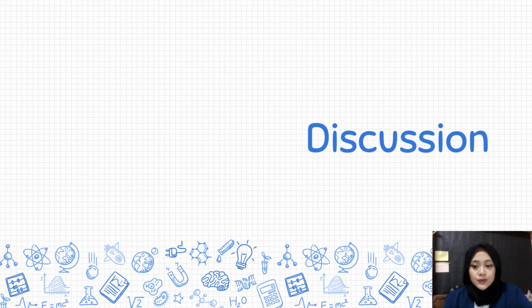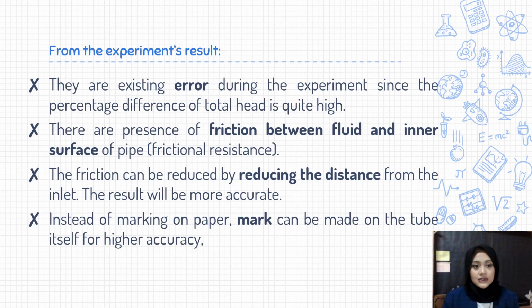Now we proceed with the discussion. As we can see from the experiment result, the percentage difference of total head is quite high at 30%. This error can be contributed by the friction between the fluid and the inner surface. This friction can be reduced by reducing the distance from the inlet, and also to make it more accurate, the mark can be made on the manometer tube itself instead of paper.